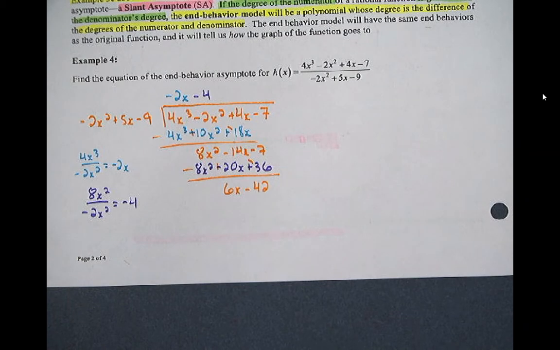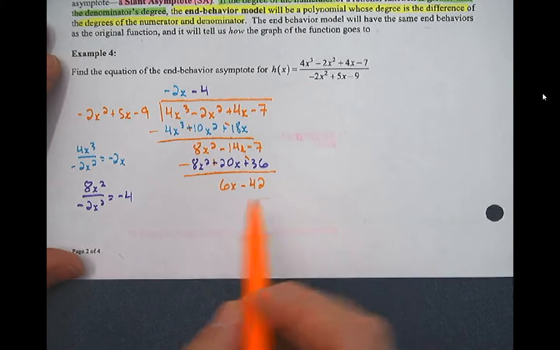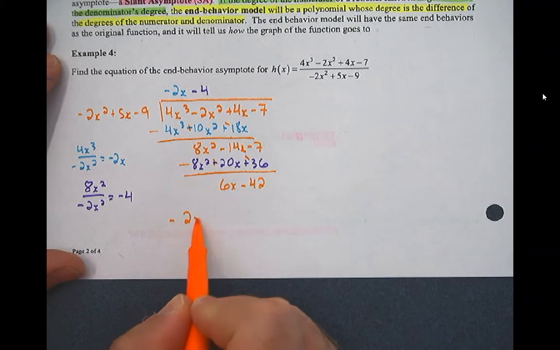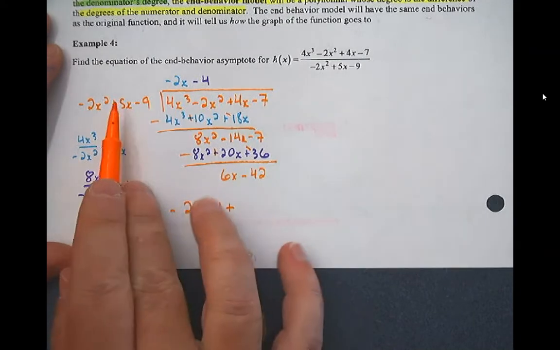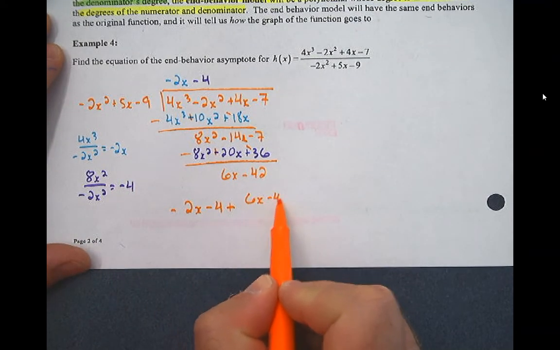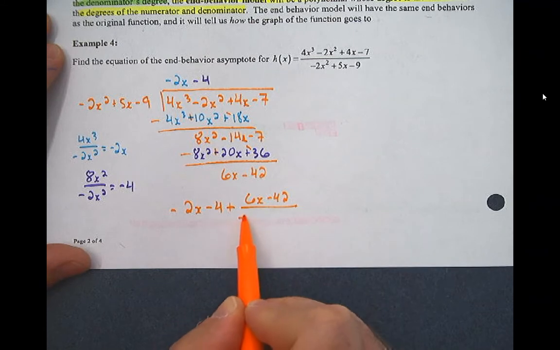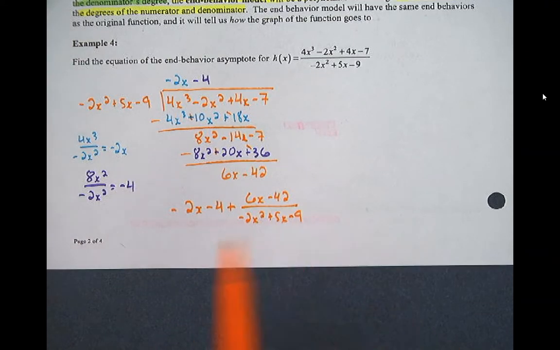So now we would try to rewrite this thing as negative 2x subtract 4 plus, and remember we take the remainder and we put it over the divisor. So that would be 6x subtract 42 over negative 2x squared plus 5x minus 9. All right, now if that was a long division problem, that would be the answer.